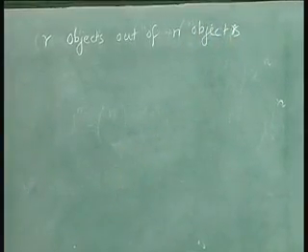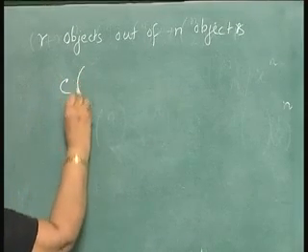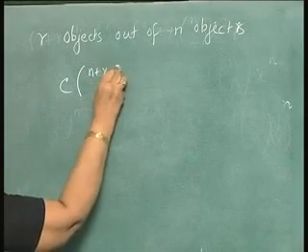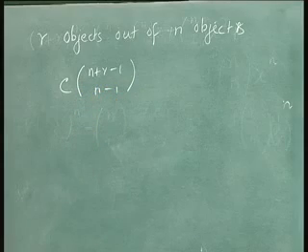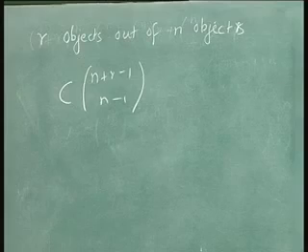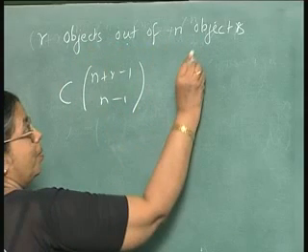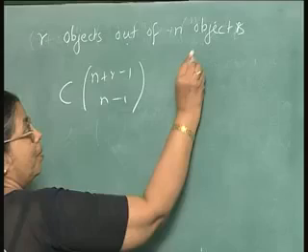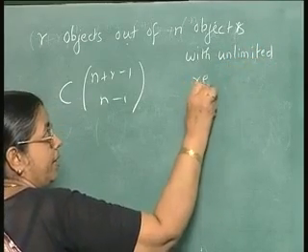So, we are selecting r objects out of n objects with repetition, and the expression for that is C(n+r-1, r), which equals C(n+r-1, n-1). How do you get this? See, you get 1 plus x plus x squared, etc.